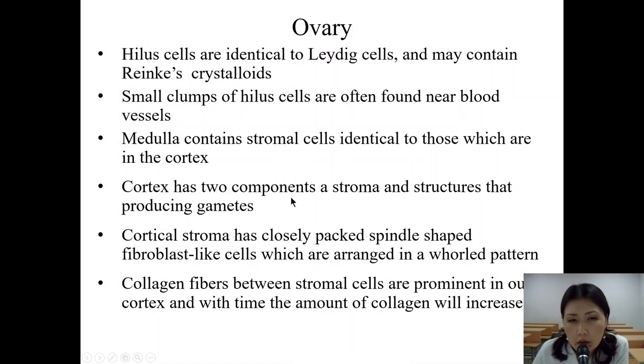Hilus cells are identical to Leydig cells and may contain Reinke crystalloids. Small clumps of hilus cells are often found near blood vessels. The medulla contains stromal cells identical to those in the cortex. The cortex has two components, a stroma and structures that produce gametes. The cortical stroma has closely packed spindle-shaped fibroblast-like cells arranged in a whorled pattern. Collagen fibers between stromal cells are prominent in the outer cortex, and with time the amount of collagen will increase.